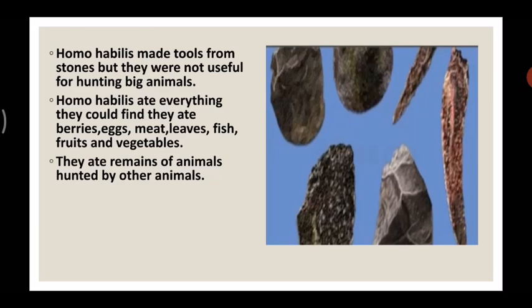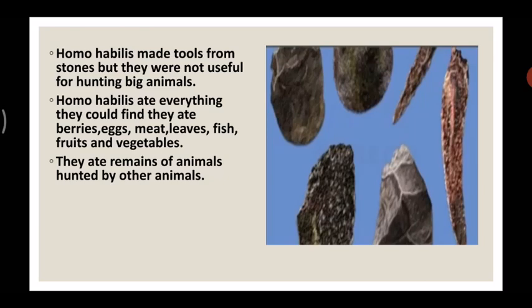Homo habilis ate everything they could find. That means they ate remains of animals hunted by other animals. If some other wild animal had hunted a smaller animal, they would eat the remains or the leftovers. They used to eat that.